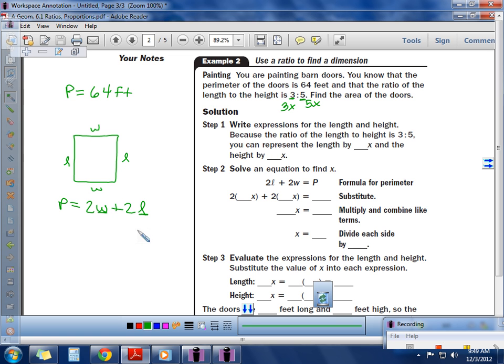So we're going to take those variables that we just found and plug them in. Since we don't have true values, we're going to plug them in for these W's and L's. We're also going to remember that the perimeter is 64. Now, we don't actually know our width, but we know it's a multiple of 3, so 3 times something. All we know about our other dimension is that it's 5 times something.